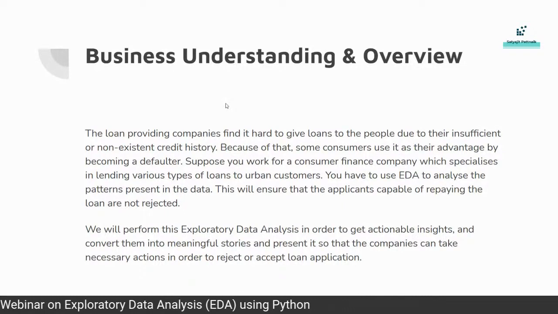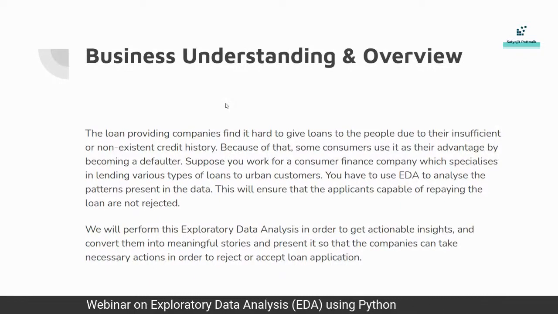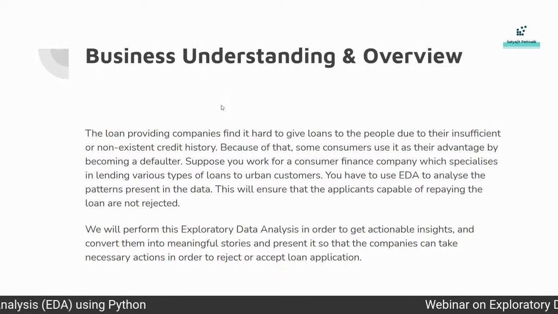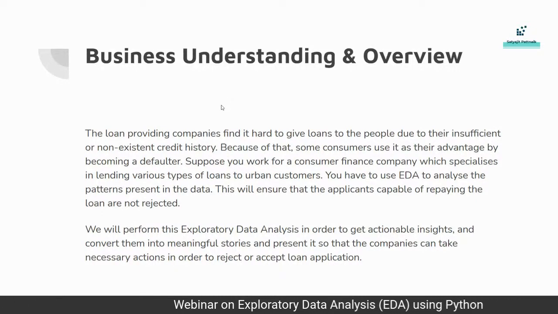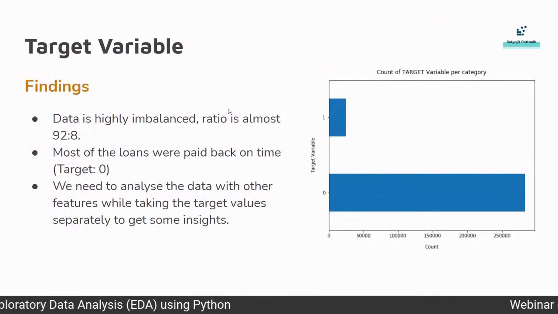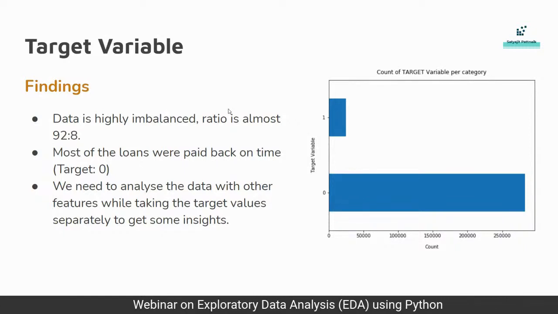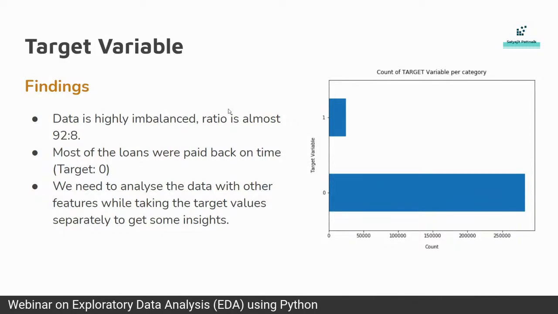Suppose you work for a consumer finance company which specializes in lending various types of loans to urban customers. You have to use EDA to analyze the patterns present in the data. This will ensure that the applicants capable of repaying the loan are not rejected. So we are doing EDA to get more insights, and using those insights we need to take the next step of creating the model. Okay, in case you want an easier use case, I'll also send another video of mine. I think 2 months back I had given a session on telecom churn prediction. That use case would be for a beginner level, so you can go for that as well.